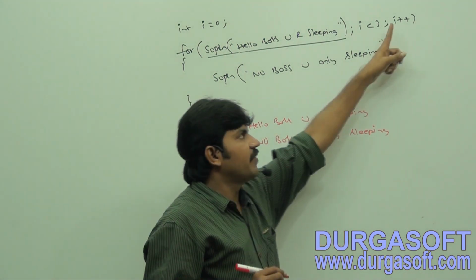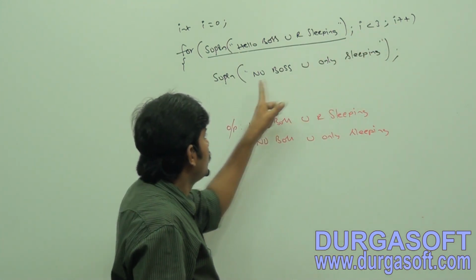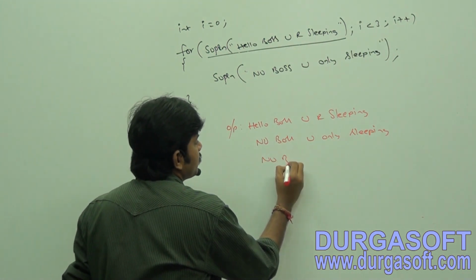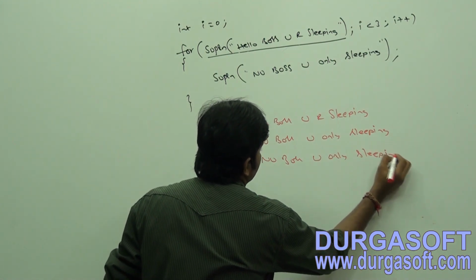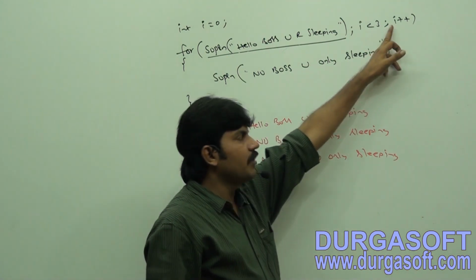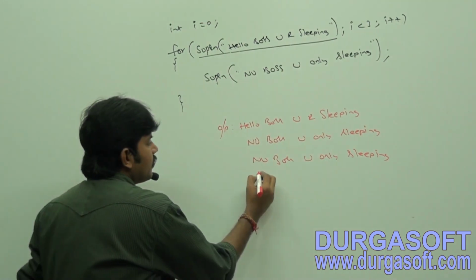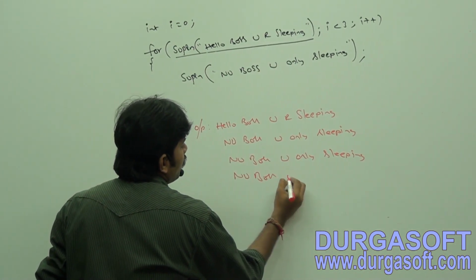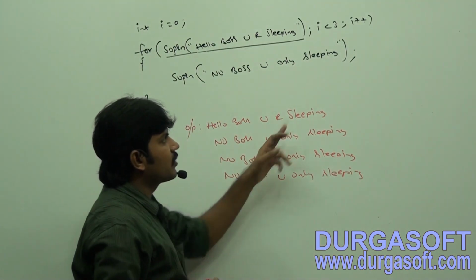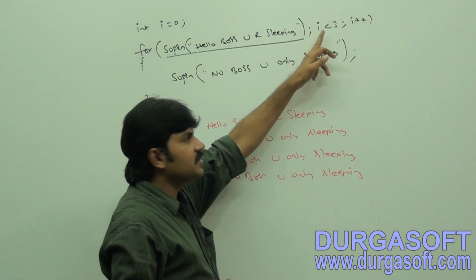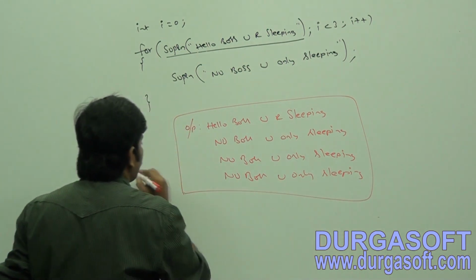Next, the i value will become 1. 1 is less than 3, satisfied. So once again, "No boss, you only sleeping". Next, i becomes 2. 2 is less than 3, satisfied. Once again, "No boss, you only sleeping". Then i becomes 3. 3 is less than 3, not satisfied. That's all. This is the output we are going to get by default.